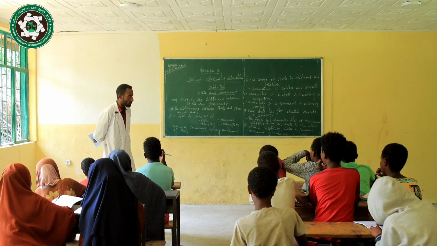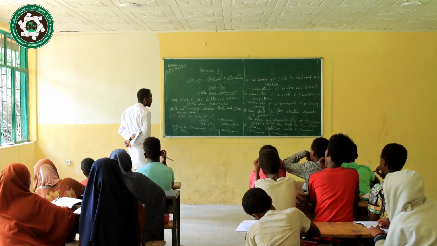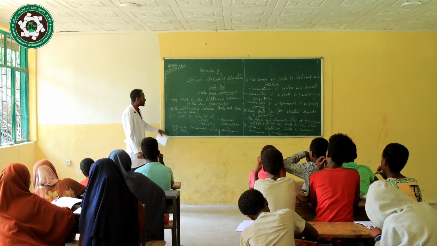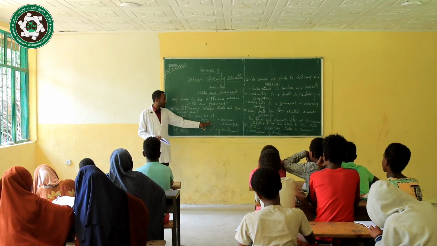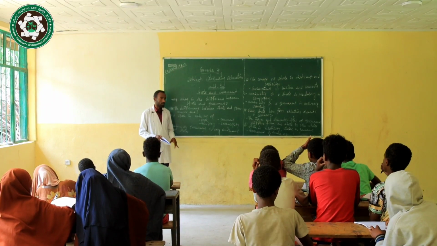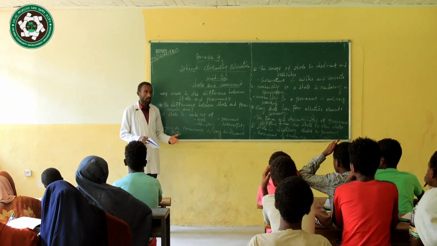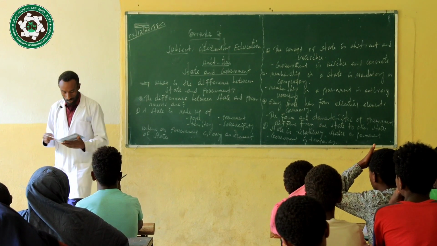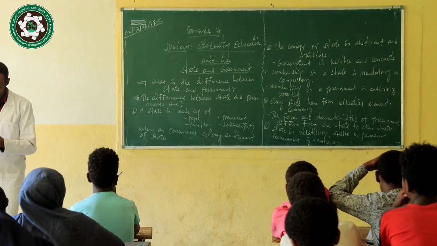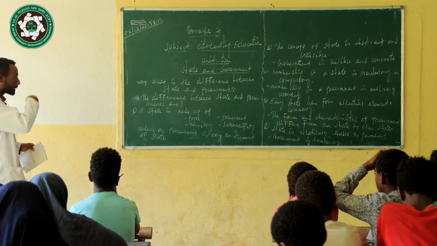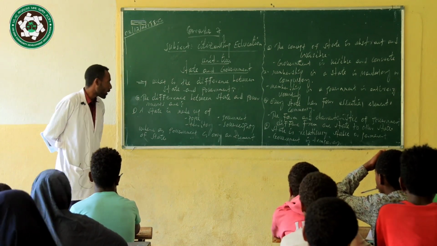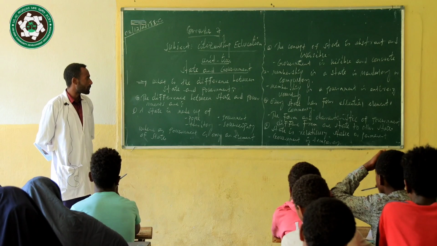Let us come to the point. The difference between state and government is simply this. A state is made up of some elements. The first one is people. A state is constructed from people. The next one, a state in short, is made up of territory.